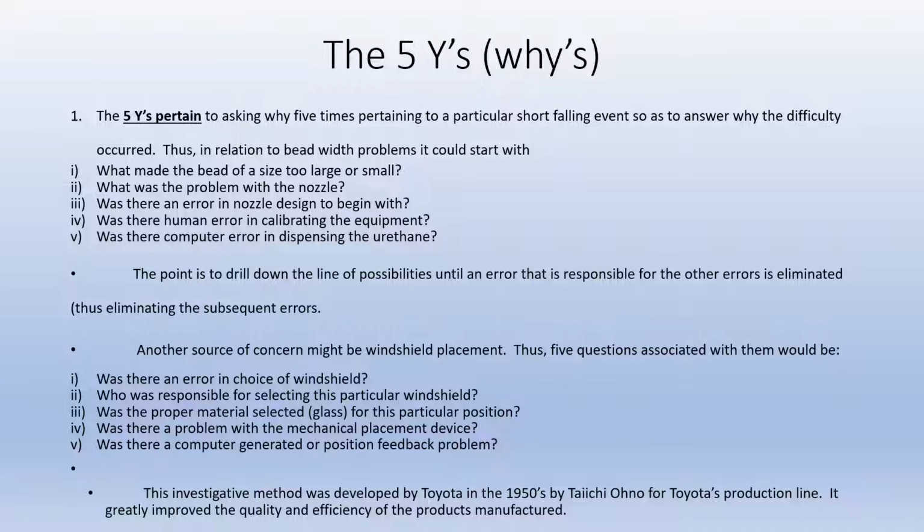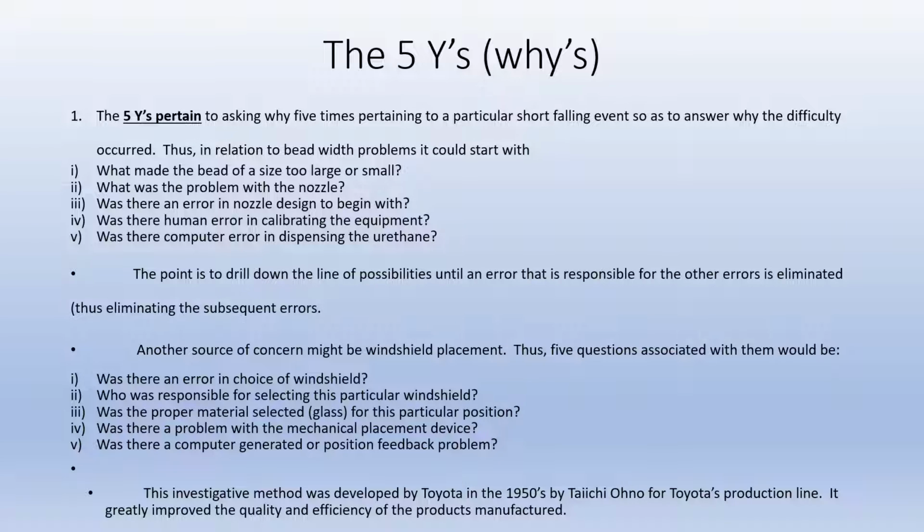Another source of concern might be windshield placement. Thus, 5 questions associated with them would be, was there an error in choice of windshield? May have been the wrong design. Who was responsible for selecting this particular windshield? Was the proper material selected? Was the correct glass selected for this particular position? Because the front windshield is different from the rear windshield.